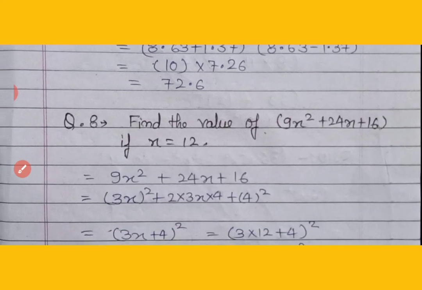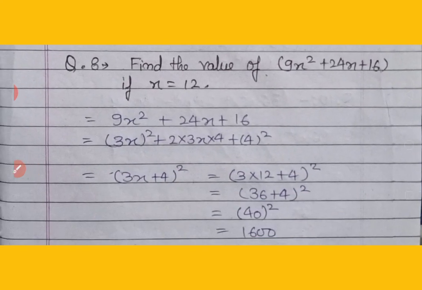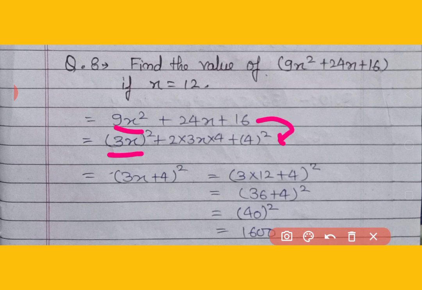Now next question is given: find the value of 9x square plus 24x plus 16 if x is equal to 12. Value of x is given, 12. So how will we find it? Firstly, we have to change it into the simplest form. As you know, 9x square, 9 is the square of 3, so (3x) square, and 16 is the square of 4. In short form I have written, but whenever we check that this is the a square and this is the b square, then here will be 2ab.